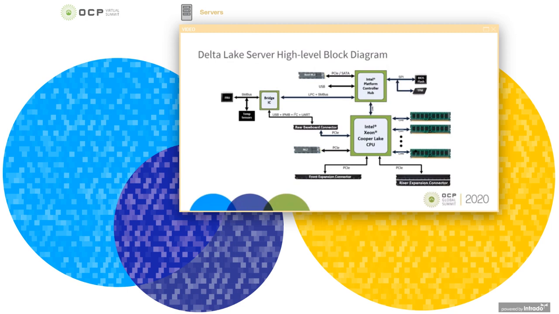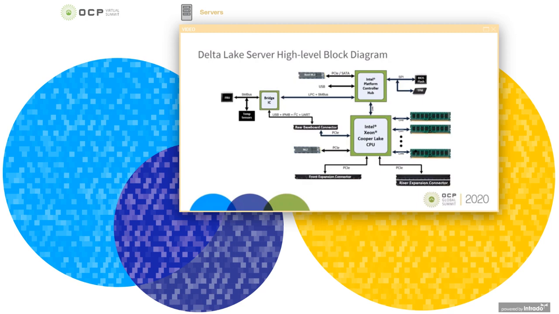Cooper Lake also connects to the platform controller hub through a DMI interface. The PCH, or platform controller hub, will load the BIOS through a SPI interface based on our SPI flash. And you can also use that same SPI interface to use a TPM 2.0 module that we've implemented on the board, which allows for storing of measurements of various firmwares that we load on the system.